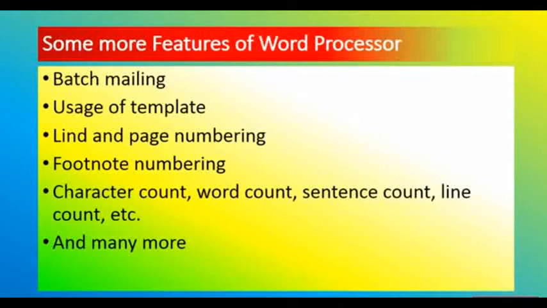Then footnote numbering. In the textbook or digest, any book, we see that at the bottom of the page numbers are printed, the name of the chapter or the name of the book is printed. All these things are possible using Microsoft Word. Then another thing is, you can also do character count, word count, sentence count, line count, paragraph count or page count. Another facility is, you can measure the word, sentence and paragraph length, and so many more things are possible that we will see when we do it practically.